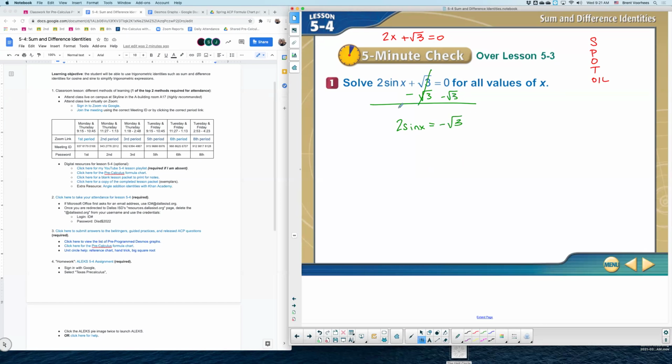Okay, so I have this set up. And I notice that 2 is multiplying times sine x, just as I had a 2 multiplying by x up here. And so the opposite of multiplication would be division. And so we have sine x equals negative square root of 3 over 2. Now, notice what I wrote up here. That would produce the same answer, except it would be x equals negative square root of 3 divided by 2.